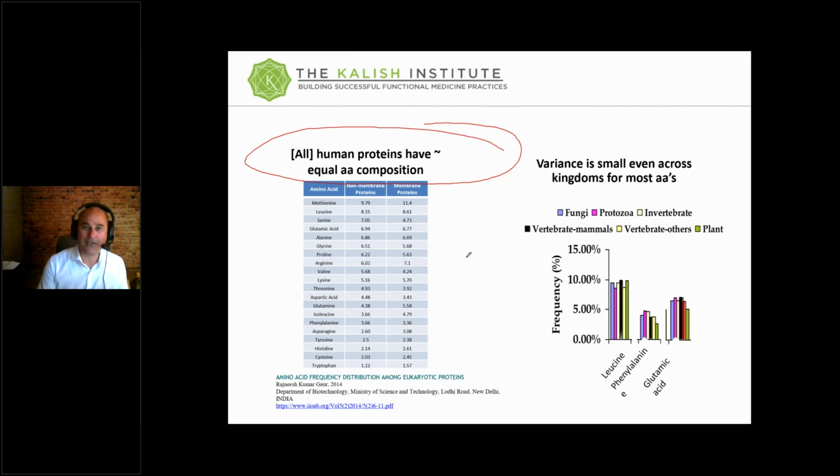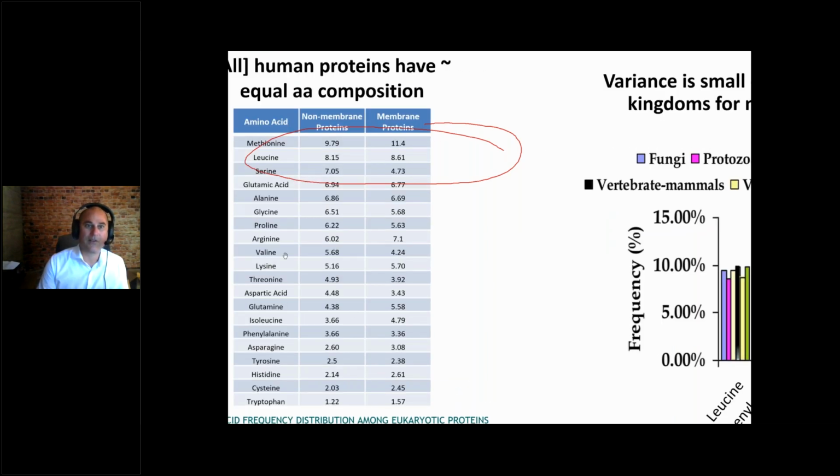And I want to show you, this chart shows you the order in which they exist. So let me get out of PowerPoint mode because I want to show you this in a better way. Hang on a second. I think this will be easier to see. There we go. So look at the list here, because it's going to be really important. And there's a historical issue here too. So remember, all human proteins have approximately equal amino acid composition.